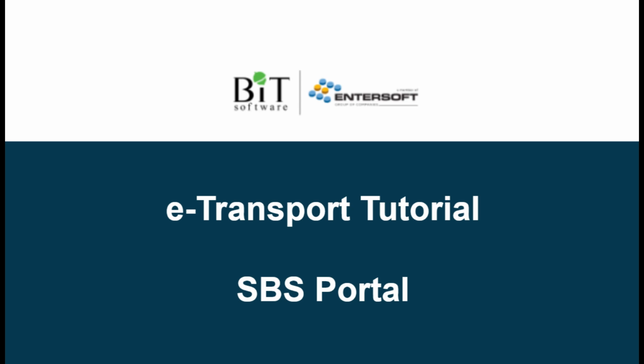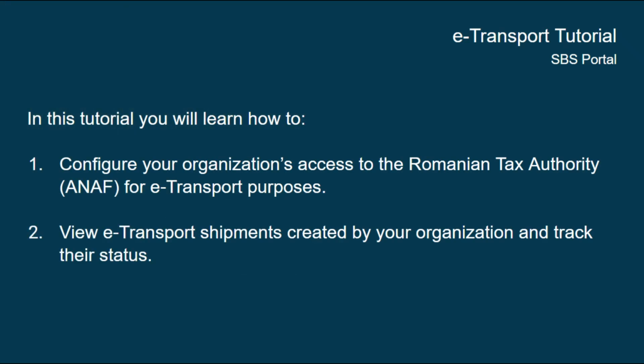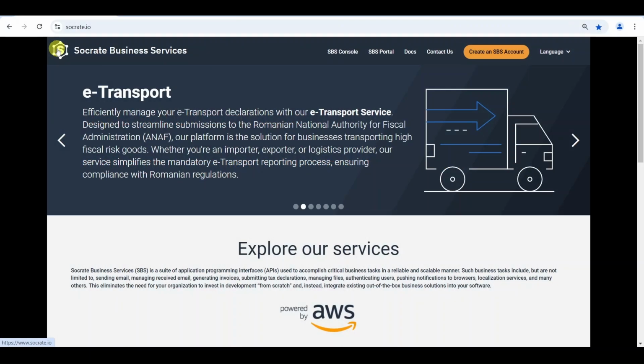In this tutorial you will learn how to configure your organization's access to the Romanian Tax Authority, ANAF, for e-transport purposes, and view e-transport shipments created by your organization and track their status. To achieve these goals, you will use Socrate Business Services, or SBS for short.